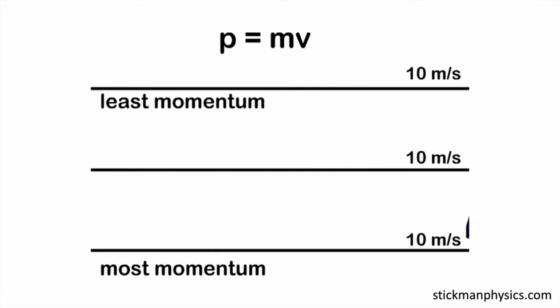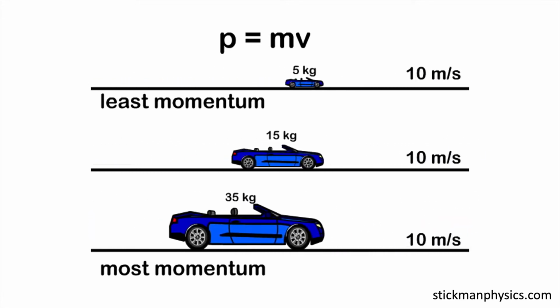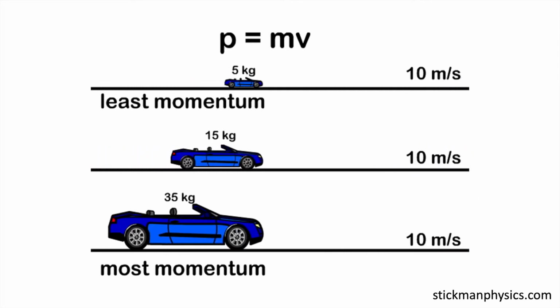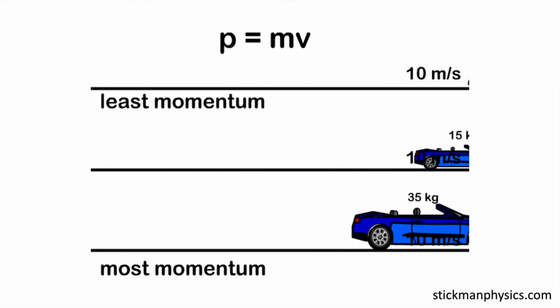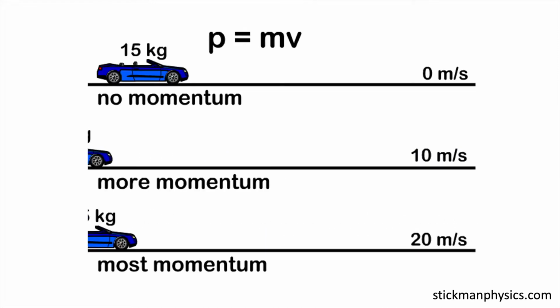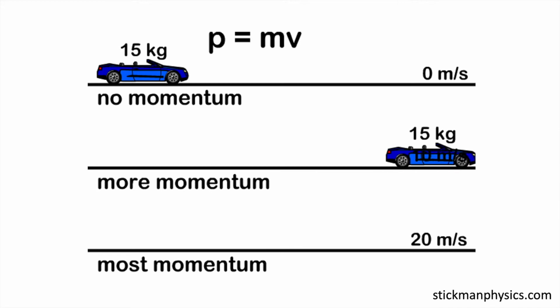Of the three cars in the image, which all have the same velocity, the most difficult to stop is the one with the highest mass. And the same happens with the velocity. For which of these three cars is it easiest to change its motion?